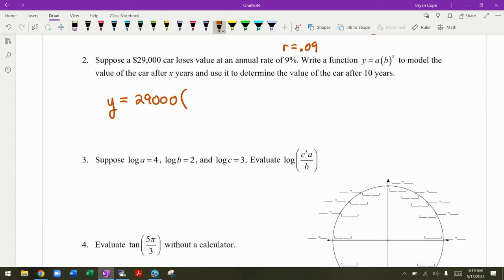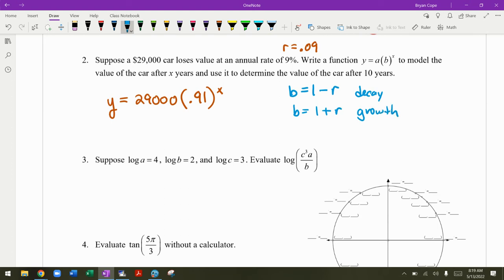1 minus 0.09. Good job. So what is that? Thank you. 0.91 raised to the x. Is everybody cool with how he got that? The B value is 1 minus the rate when we're doing decay. And this is decay, right? It's losing value. So this is the deal for decay. What's the deal for growth? It's 1 plus R. That's for growth, okay?